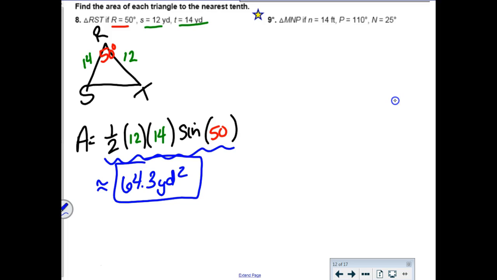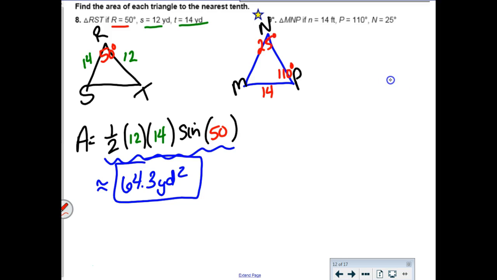And then number 9 has a star next to it. That can't be good. Let's figure out why it has a star. All right. Triangle MNP. Sure. Little n, which is across from angle N, is 14. And then angle P is 110 degrees. And then angle N is 25 degrees.